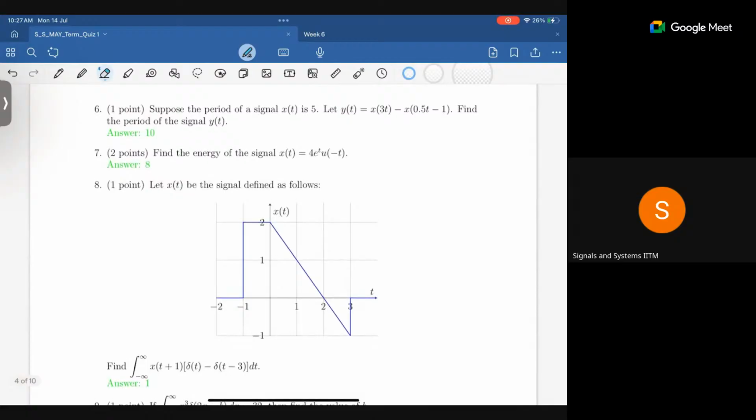Okay, so from here I think these are all pretty straightforward. Once you know the period of the signal x of t, then x of 3t's period and x of 0.5 t minus 1's period we also know. And once we are adding these two signals, you have to take the LCM, right? So the period for this will be 5 by 3, and the period for this will be 10. Correct? If you take the LCM between these two, you'll get 10.